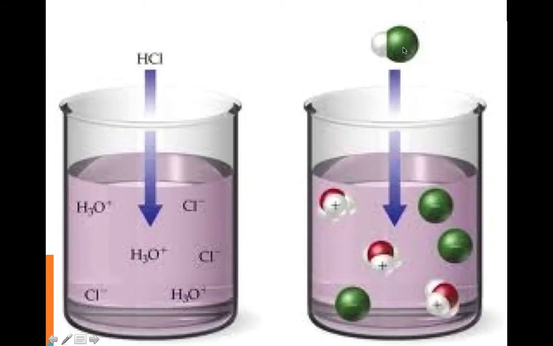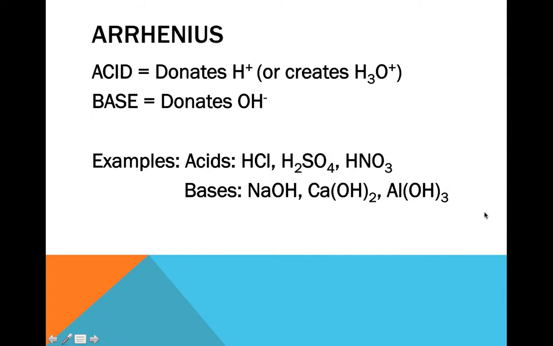And so here's an HCl molecule, and when you add it, that H bonds on to other water molecules, so you get H3O pluses and then the Cl minuses. Okay, so now we're actually going to talk about the three main theories for acids and bases.